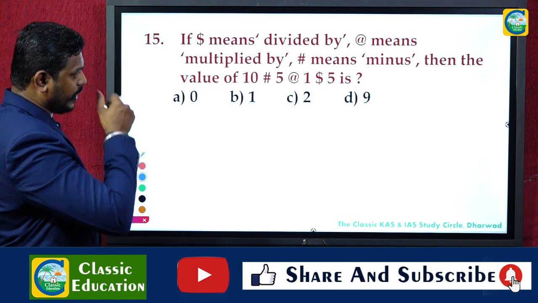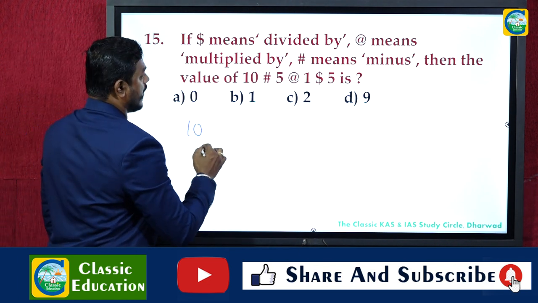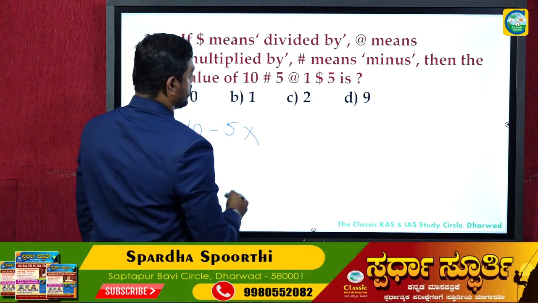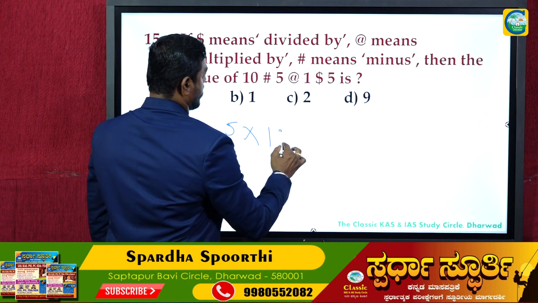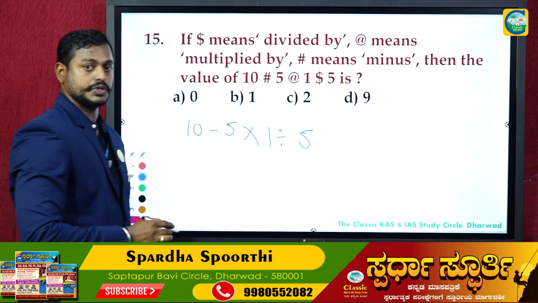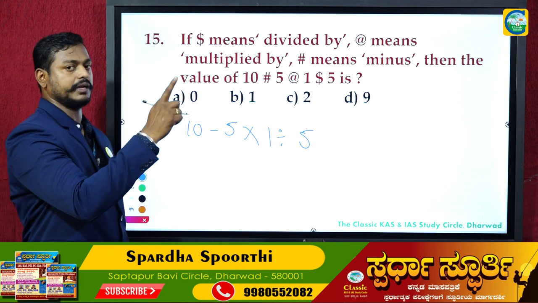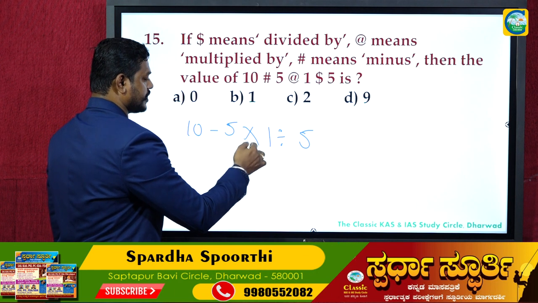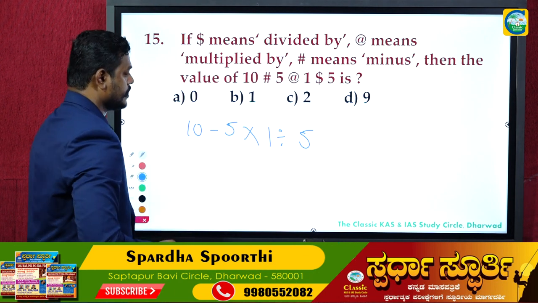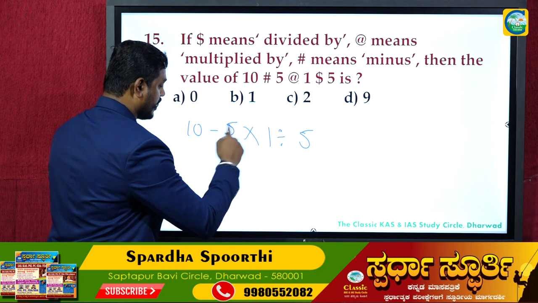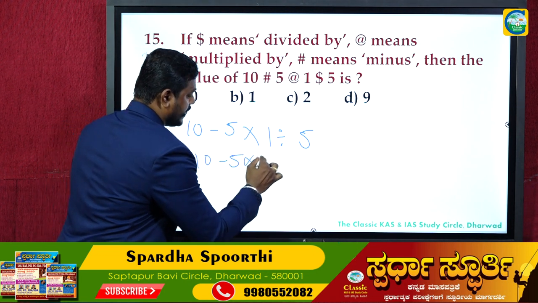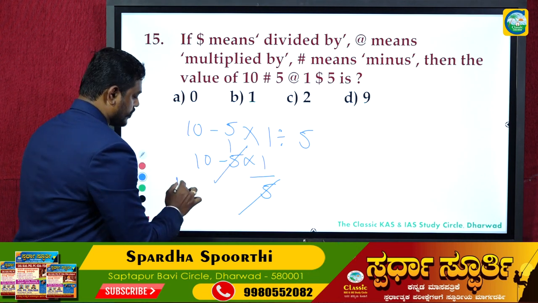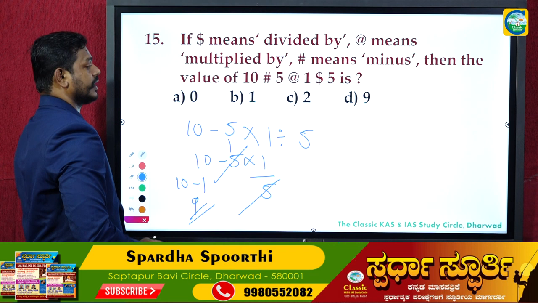Yes, it's a mathematical operation question here. So, 10, ash means minus, 5, at means multiplication, 1, dollar means divided by 5. We have to apply the BODMAS rule here. First bracket: there is no bracket. Then we go to of, that is multiply. There is no of, so we start with division, then multiplication, then addition, then subtraction. There is no addition here. So we convert into 10 minus 5 into 1 divided by 5. So 5 and 5, 1 by 1, that is 1. So 10 minus 1, it is 9. The option is D.